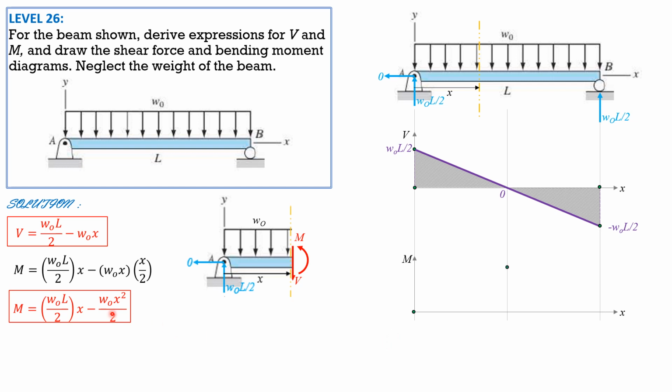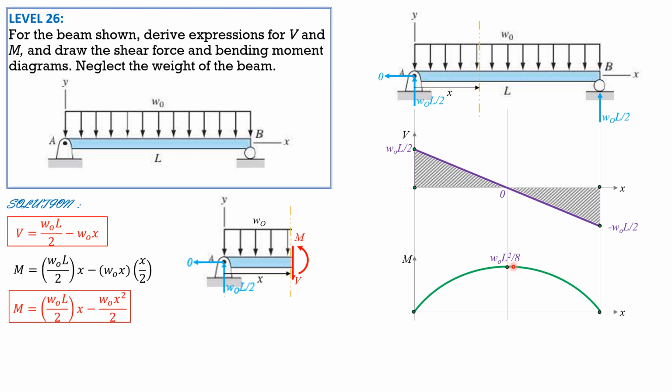When x is 0, moment is 0. When x is L over 2, WOL squared over 4 minus WOL squared over 8. So WOL squared over 8 is the maximum moment. And take note that the maximum moment occurs where shear is 0. So when shear is 0, moment is maximum. Take note of that. The tangent here is horizontal.